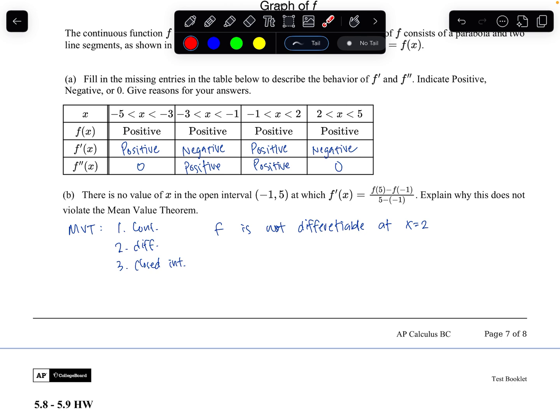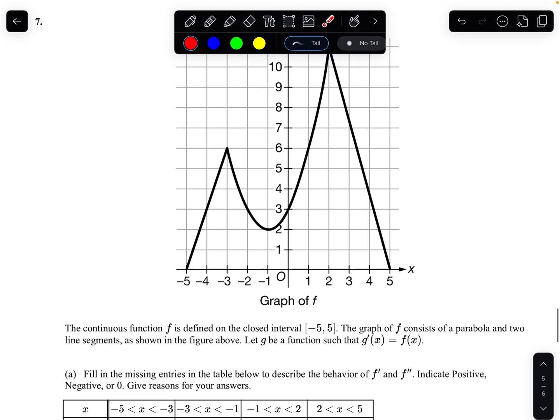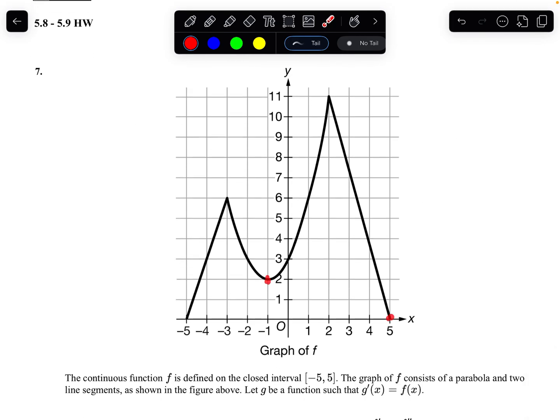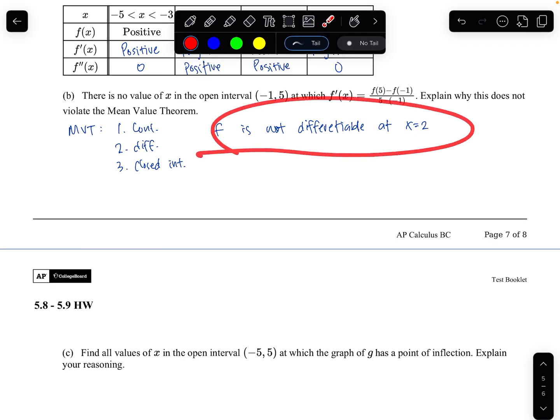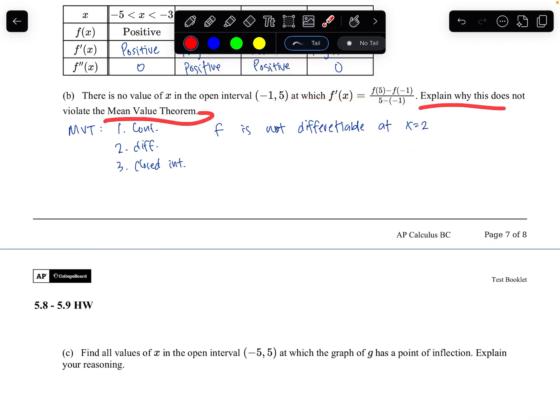Explain why this does not violate. So there is no value. Well, okay, so this is the average rate of change, right? So there's no point in the interval from -1 to 5 at which the instantaneous rate of change is going to be equal to the average rate of change. And that's because it's not differentiable at 2. So that is our reason. F is not differentiable at x equals 2, so that's why it doesn't violate the mean value theorem. It's because the conditions aren't even met. So this is not guaranteed then.